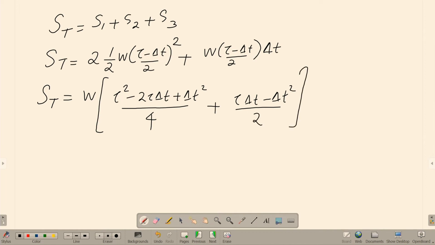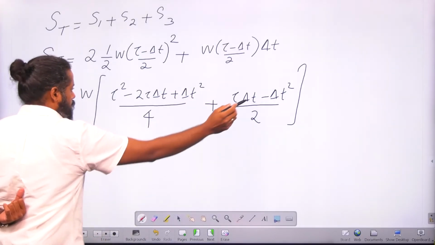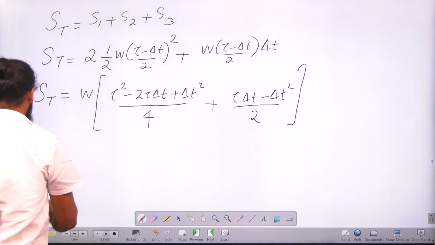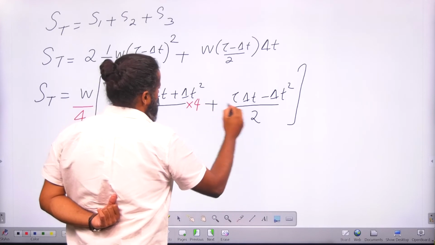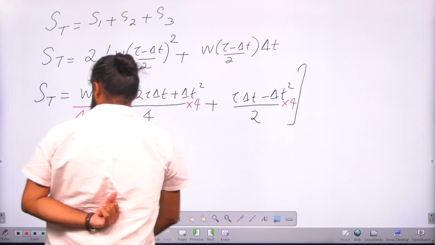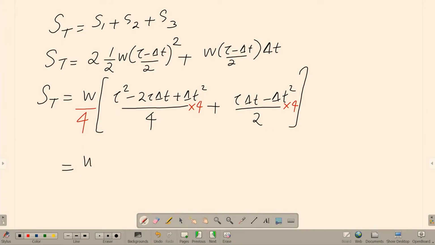Fine. Now we can do one thing, we can multiply by 4. This part and this part will both be multiplied by 4. So I am dividing here by 4 and multiplying here by 4. Then we expand again. See, total displacement is equal to W by 4 multiplied by, so this 4 will be cancelled out. So tau square minus 2 tau delta T plus delta T whole square.